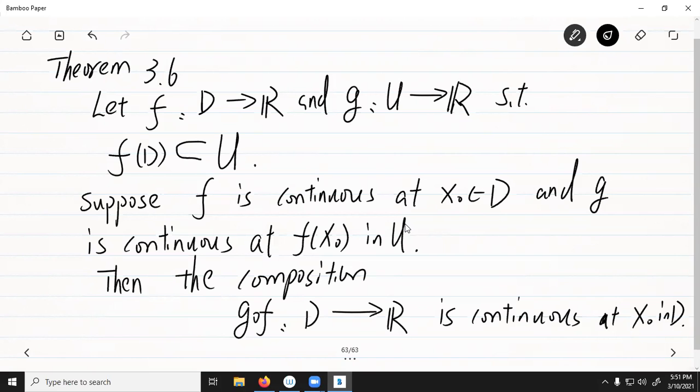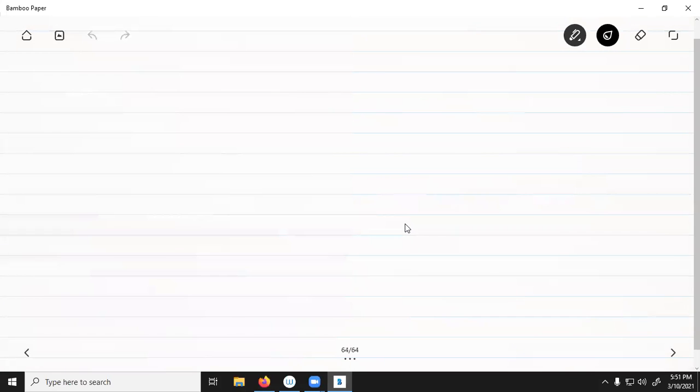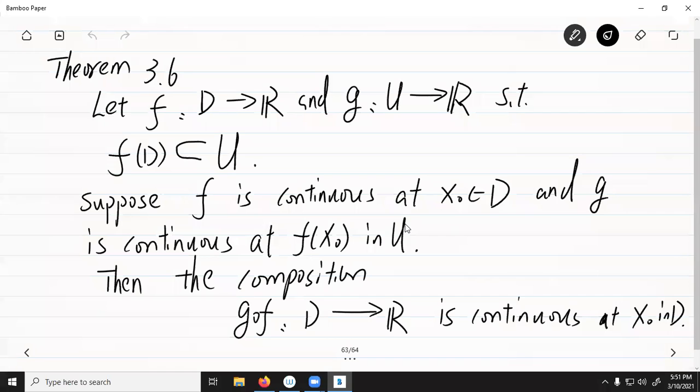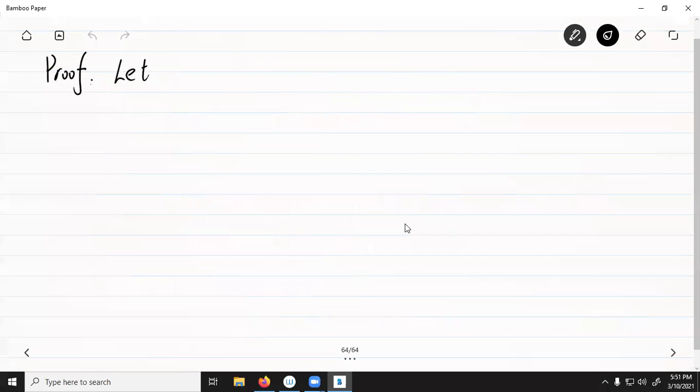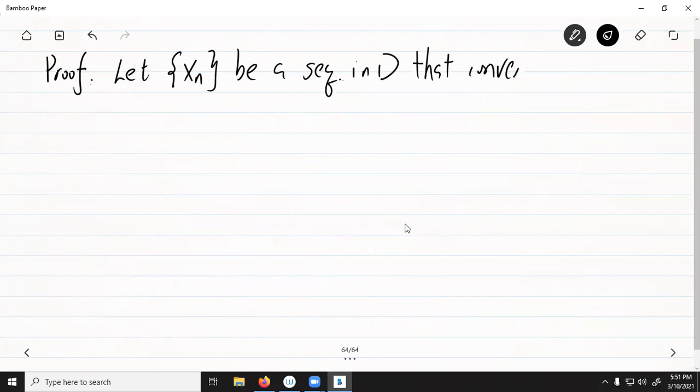So now let's prove it. We want to prove this one is continuous in D, right? x naught is in D, so we need to start from a very general sequence which converges to x naught in D. Let xn be a sequence in D that converges to x naught, right?